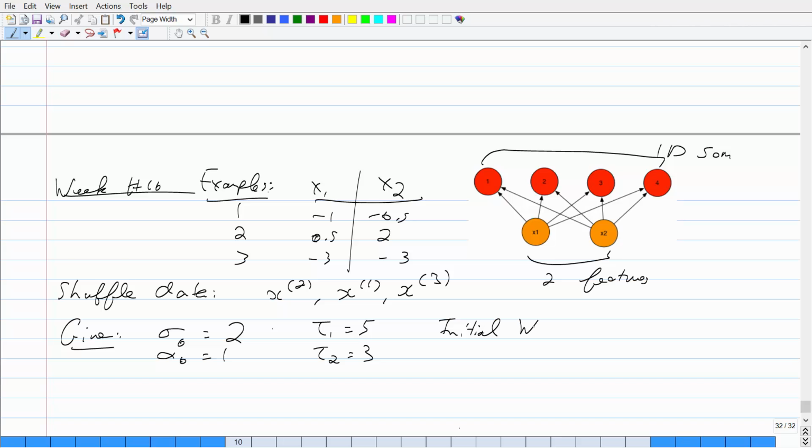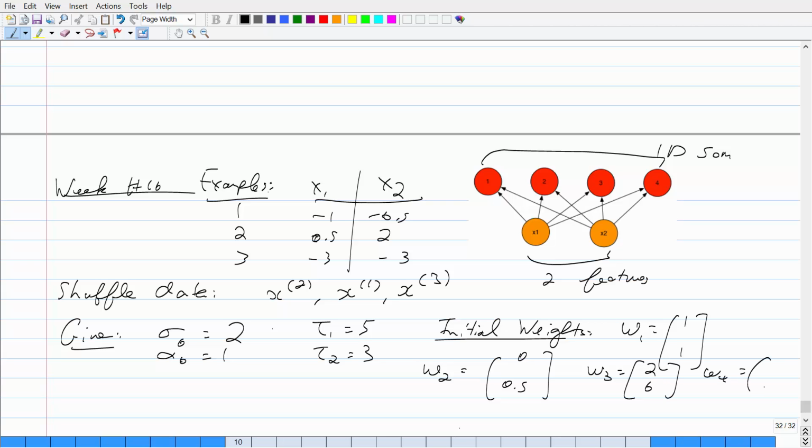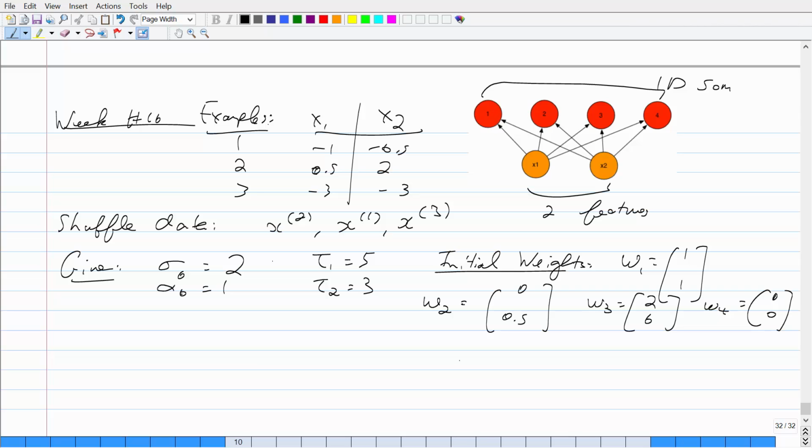Okay, we also have initial weights. So a lot of things are given here which are initial. These weights are defined in the same feature space as the features in our input. So we have the following initial weights for each of the neurons. So we have 0, 0.5, this is 2 and 0, and 4 is 0 and 0. So we initialize the weights to be the same length as the actual training example feature itself.